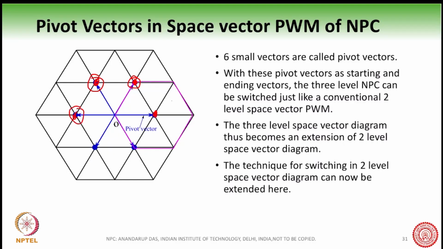So with these pivot vectors as the starting and ending vectors, this three-level NPC will become just like a conventional two-level space vector diagram. Why? Because if these are the starting and ending vectors, then we will think of this as the hexagon on which the switching will happen. So the three-level space vector diagram is an extension of the two-level space vector diagram.